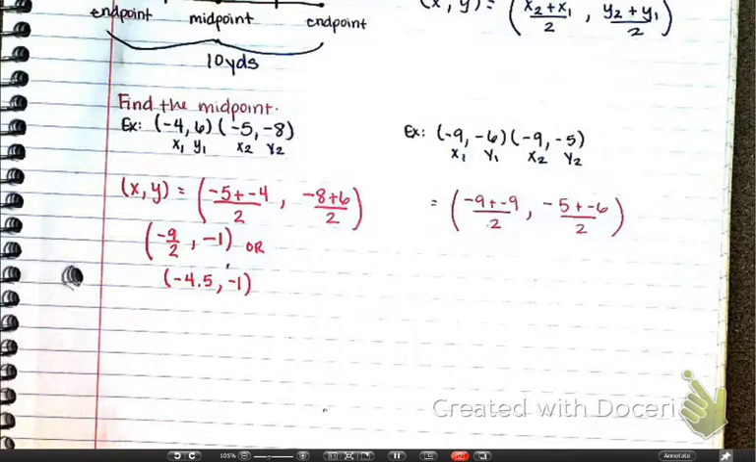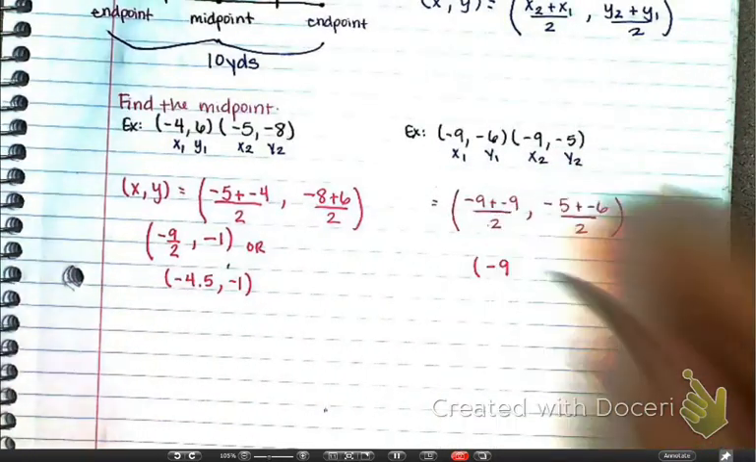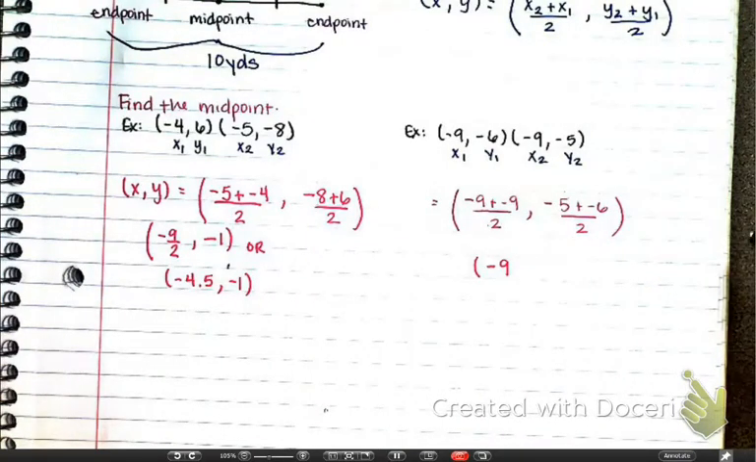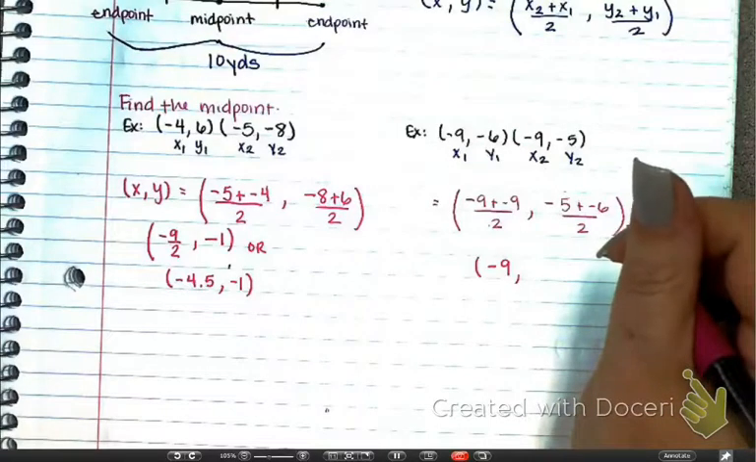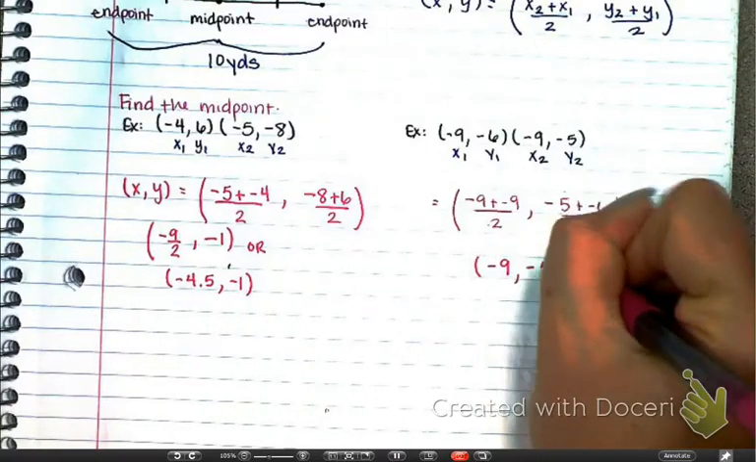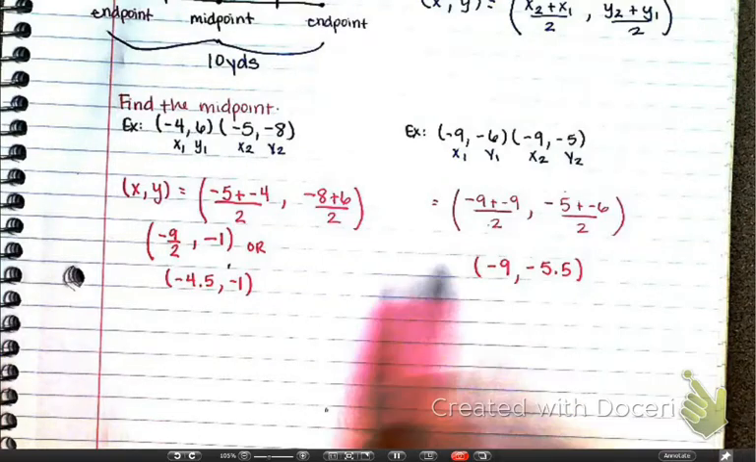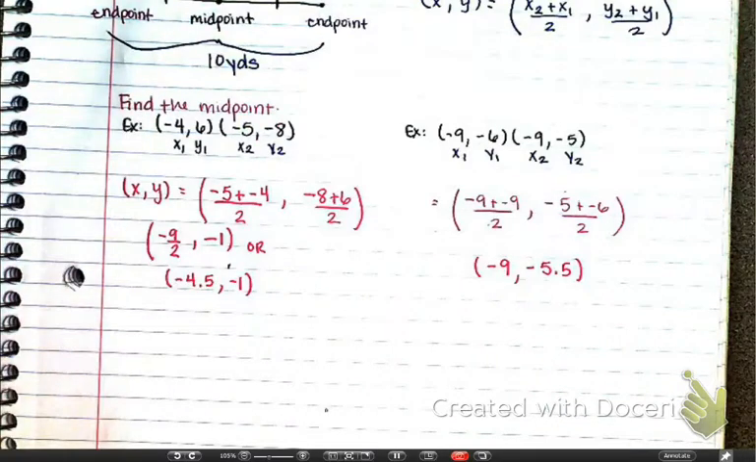-9 plus a -9, -18, and -18 divided by 2, -9. -5 plus a -6, -11. Let's just go ahead and make that a decimal. What's -11 divided by 2? What is it? -5.5. So if you were to draw a line segment, these points would be that middle point between those two endpoints.